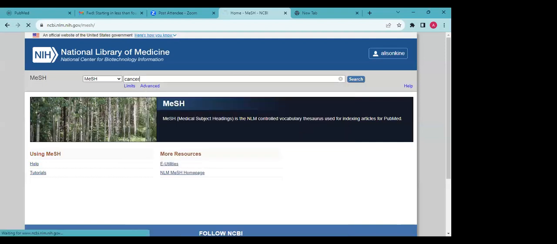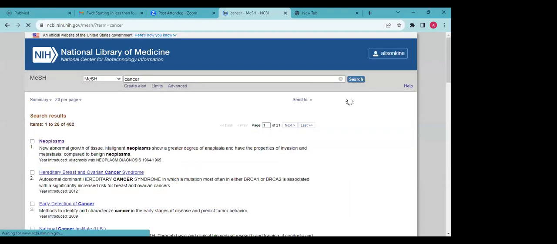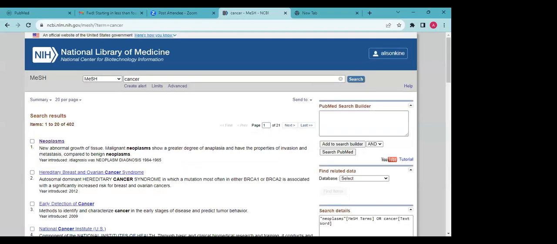Okay, I have searched. Remember, I am now in the MeSH database. I'm actually within PubMed, but in the MeSH database. And the MeSH database does not give me studies. It is going to give me the MeSH terms that I can use to develop my search strategy. Okay, so let's see what it has given us.